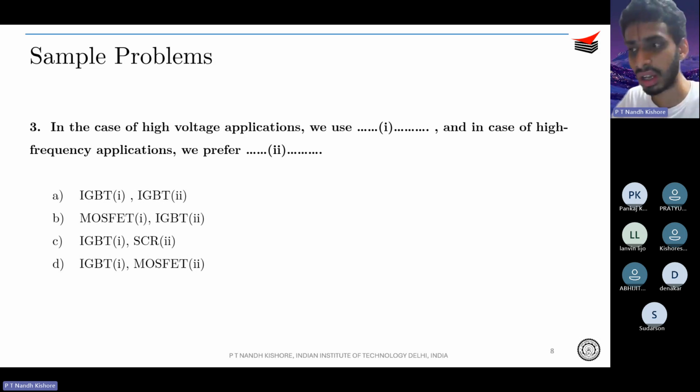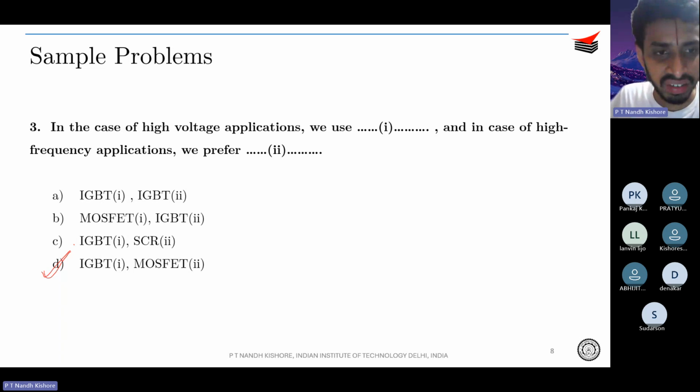In the case of high voltage applications, we use dash. And in the case of high frequency applications, we prefer dash. Okay, this should be simple enough for you to answer. So for high voltage applications, we prefer IGBTs. And for high frequency applications, we prefer MOSFETs.